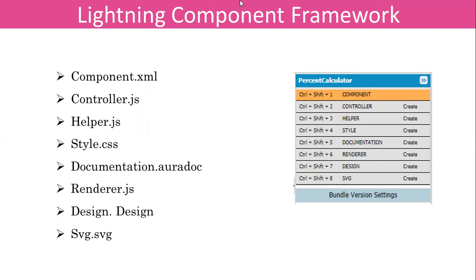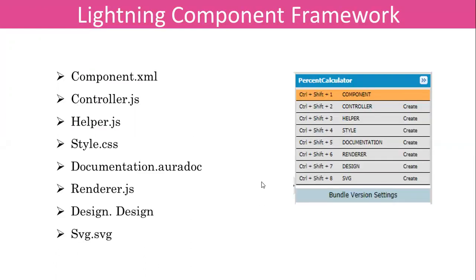Documentation.aura.doc, render.js, design.design, and svg.svg. So render.js means if we want to refresh a specific component, we put it into render.js. Design is for the designing part, and then we have the svg bundle. So these are the files which come along with your Lightning component bundle. So whenever we create a Lightning component, this bundle will be created automatically. We don't have to add this bundle manually.